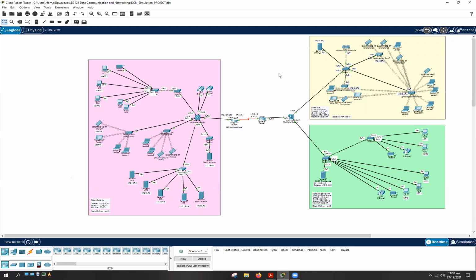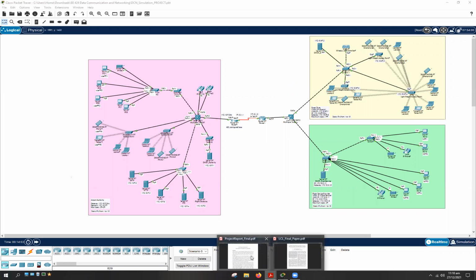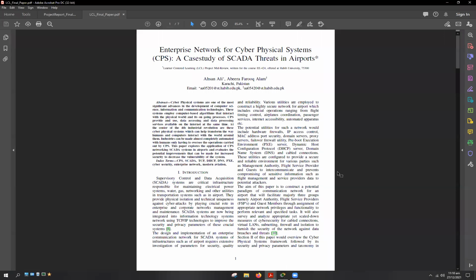So for this project what we designed is basically an enterprise network for the airport, where we looked specifically at the SCADA systems which are employed within the airport. So in this presentation I will be firstly going through the final research report that we produced for this study, and then we will move towards the working of the simulation that we performed for this project, right?